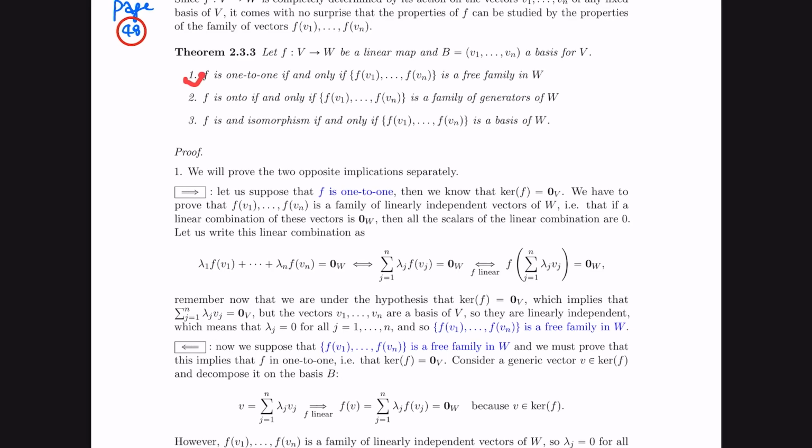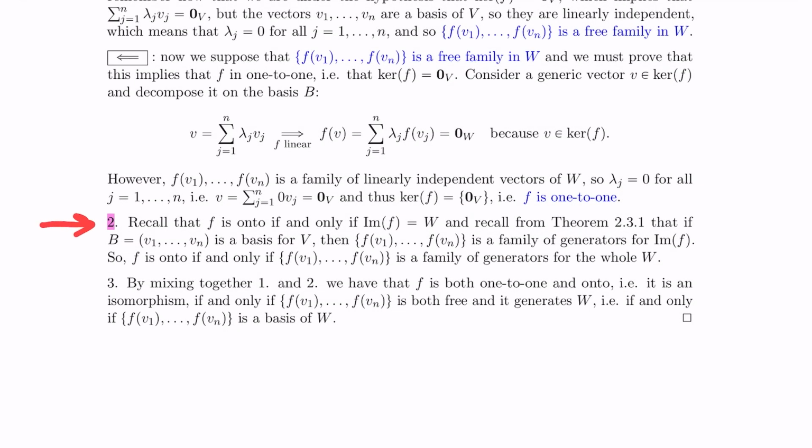The proof of the first statement requires a little bit of time. The proof of the second statement is very easy, and the proof of the third statement is a direct consequence of 1 and 2. So we start the proof of the theorem by point 2. To prove the second statement, we just need to recall two results that we have already proven.